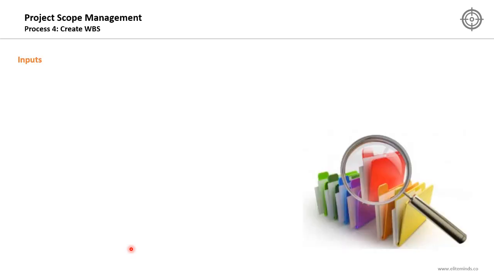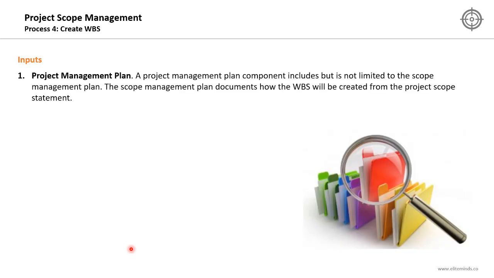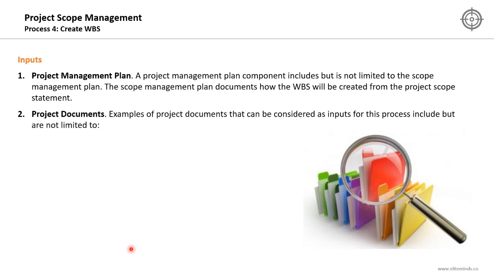Now, the inputs needed include the project management plan component, which is the scope management plan. So one component will be needed from the project management plan. It is the scope management plan, which documents how the work breakdown structure will be created from the project scope statement. This is the benefit of having a scope management plan. How to create the work breakdown structure was planned earlier and documented in the scope management plan.